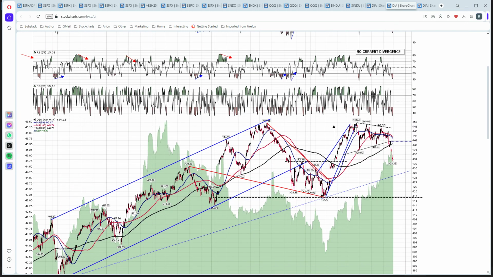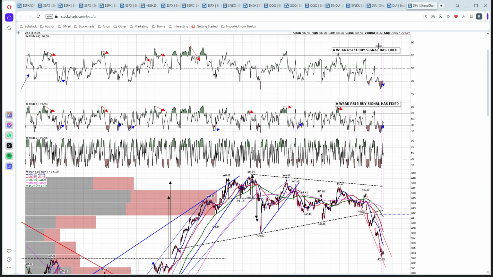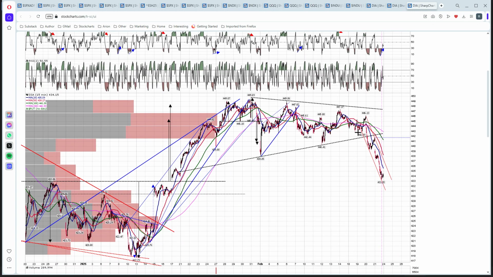Looking at the Dia, the possible triangle I was looking at has broken down. Could this be a flag? Yeah, maybe. I've not got any decent trend lines for it, but possibly. I'm not treating it as one, though, and actually I think it's unlikely it is one. In terms of the divergence on 15-minute charts, we've got a weak RSI 14 buy signal, a weak RSI 5 buy signal, and we had a lovely little channel here, which is suggesting that we're going to see at least a rally up into this resistance here in the 436.5 area before we see any further downside. But I think we may well have a rally that lasts another couple of days.